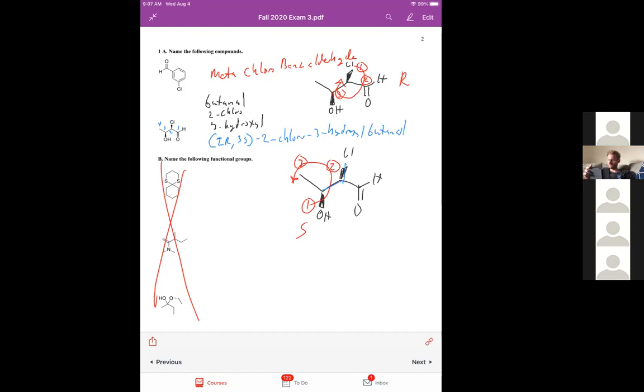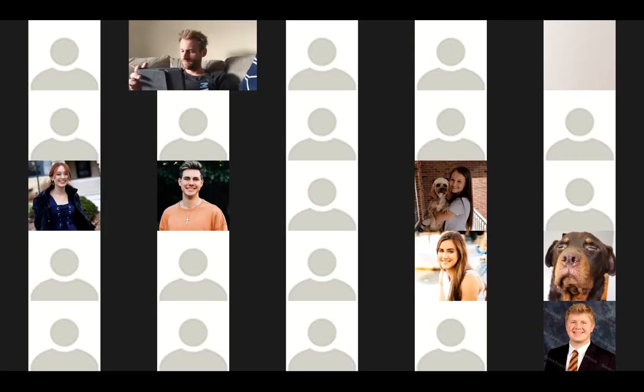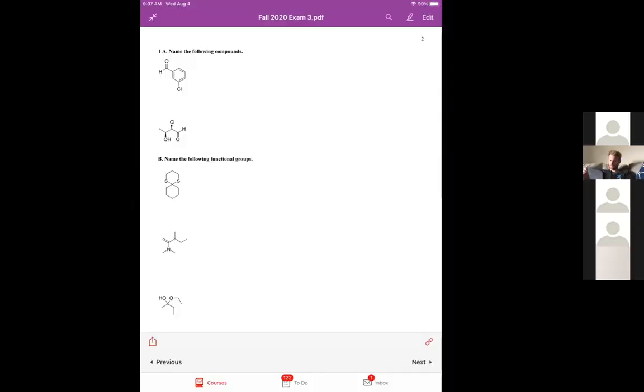All right, I'm going to switch over. The first one. How do you know, for the first naming, how come the aldehyde isn't in the second position? Why is the chloro in the meta position, not the aldehyde?